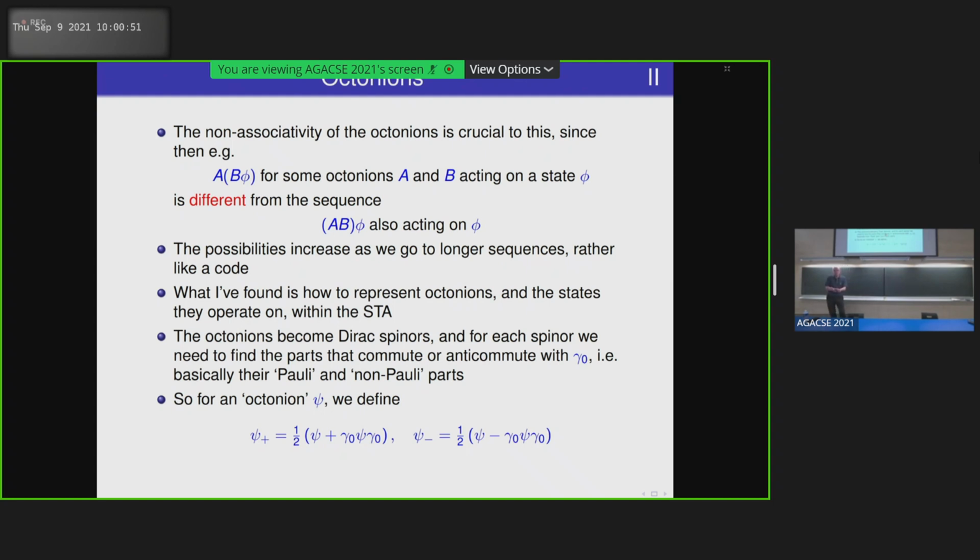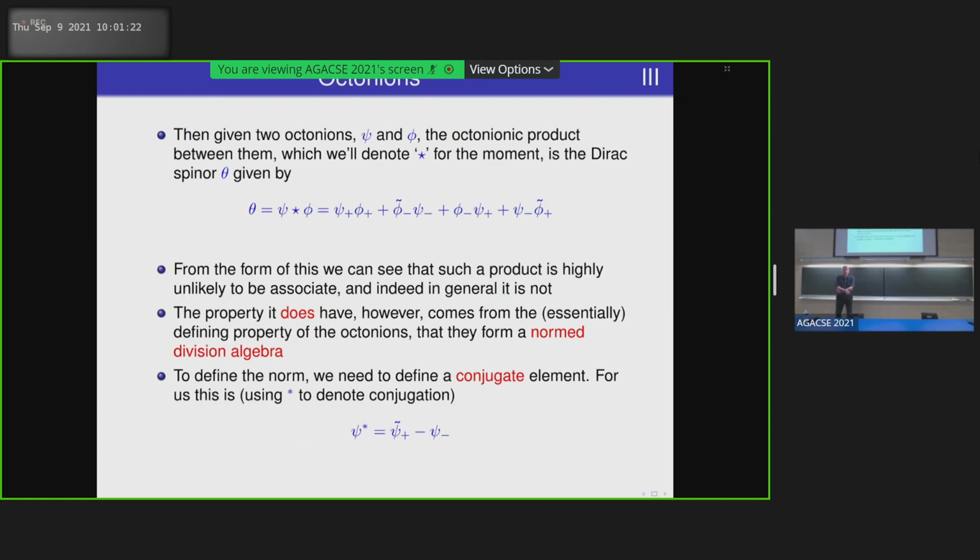The octonions become Dirac spinors, which are 8-dimensional. And for each spinor, we need to find the parts that commute or anticommute with gamma naught. Basically, we're talking about their Pauli or non-Pauli parts. And if psi, the Dirac spinor, is being thought of as an octonion, we define psi plus as the part of psi that commutes with gamma naught, and then another part, psi minus, that anticommutes with gamma naught. And then given two octonions, phi and psi, their product, which I'll denote with this star, is the Dirac spinor theta given like this.